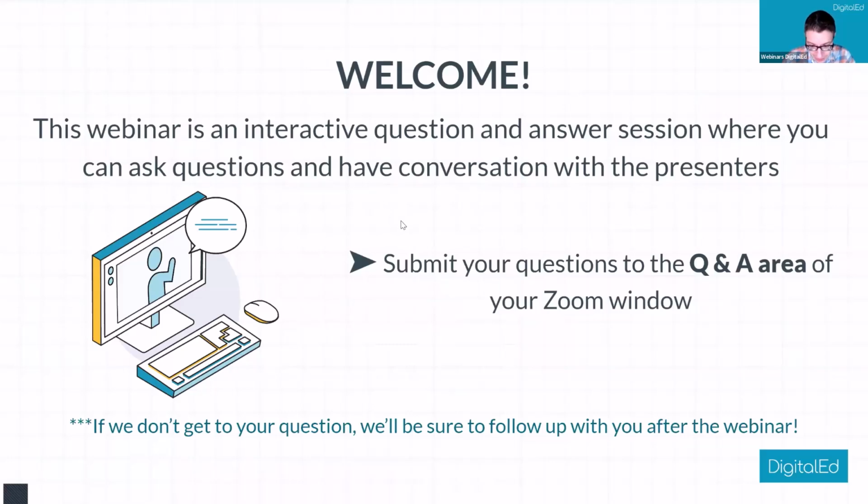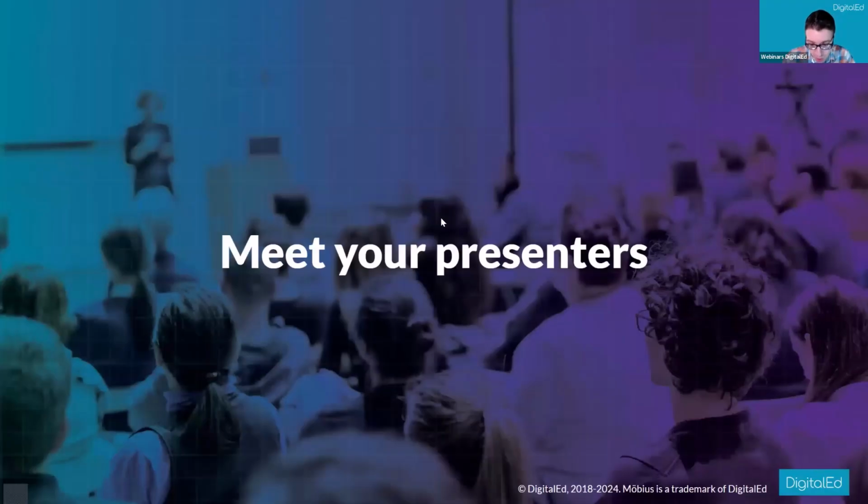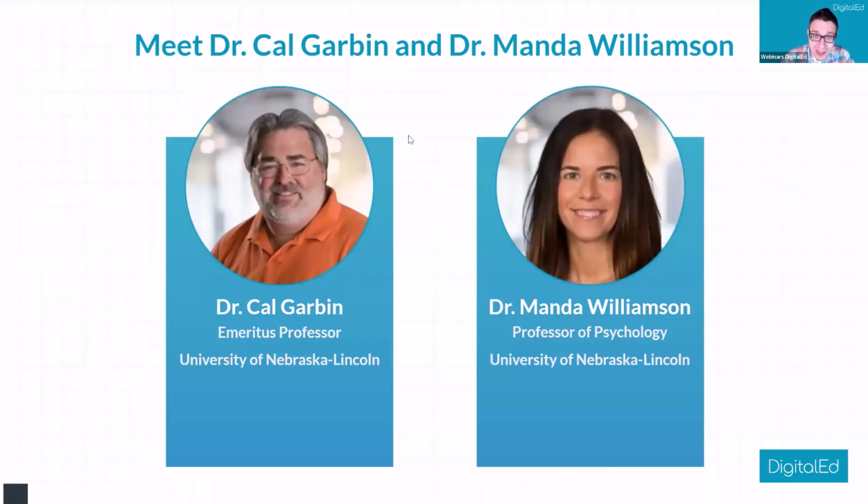A few other things to mention is who our presenters are today. Our VIPs for the webinar are Dr. Cal Garbin and Dr. Manda Williamson. Let me tell you a little bit about Cal first. Dr. Cal Garbin joined the University of Nebraska-Lincoln in 1985 after receiving a degree in experimental psychology from the University of Texas at Arlington.